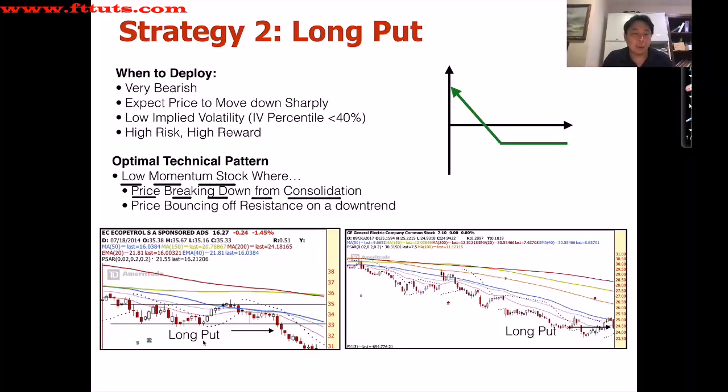So in the example on the left, you can see the price is consolidating, going sideways with a strong support at 33, and it breaks the support and falls all the way down. So that's the precise time you want to buy the put.